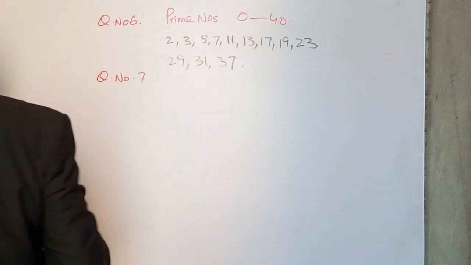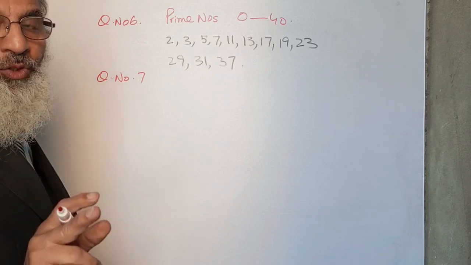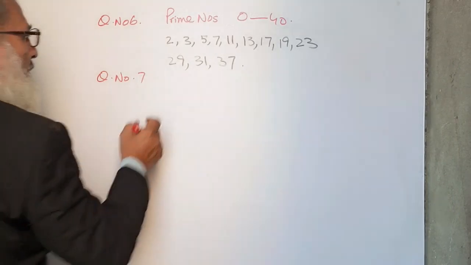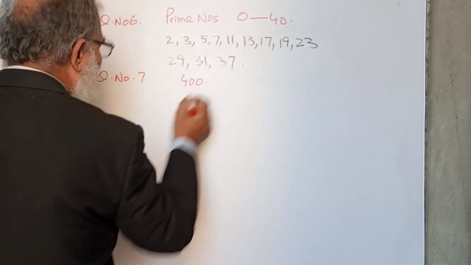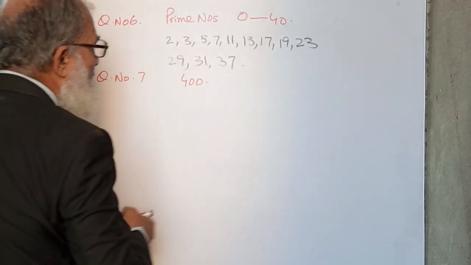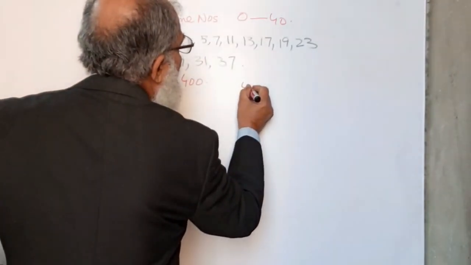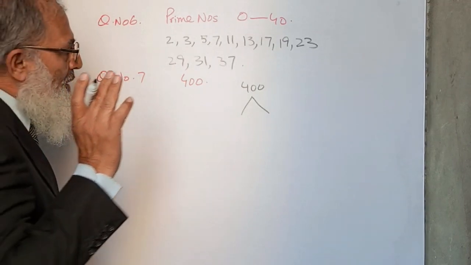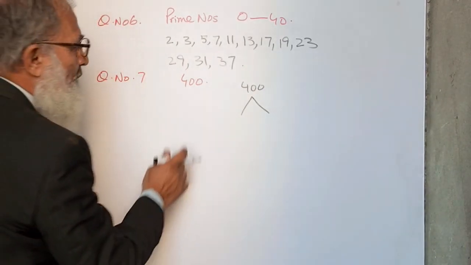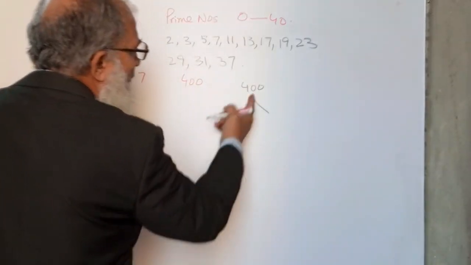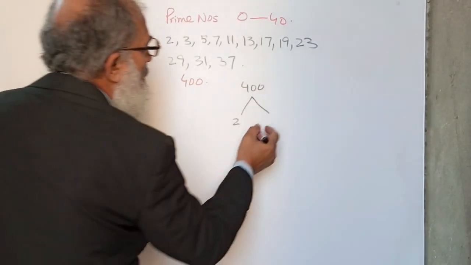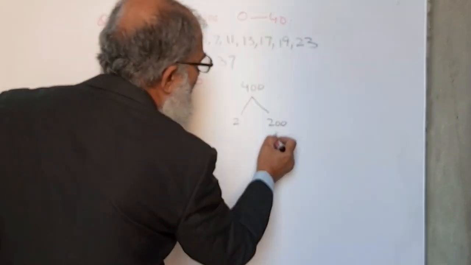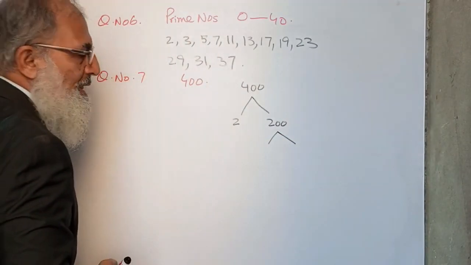Question number 7. Now what does it say? Use a factor tree. Now we have to draw a factor tree for 400. Now factor tree, how do we do it? We write 400 over here. Then we start with the lowest prime number, and that is 2. And now this 4 is also divisible by 2. So it becomes 200. Now this stops over here, and we start from this end.